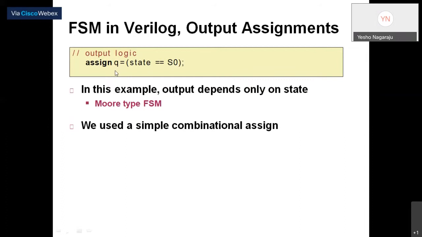Output logic is continuously listening, so it's an assign statement. An assign statement means it's combinational logic only. Now this is a little bit tricky. It's: if state is equal to S0, then assign Q equal to 1, otherwise assign Q equal to 0. That's the meaning of it. You tell me, is this a Mealy or a Moore machine? Obviously it's a Moore machine, because the output is dependent on the present state only. It's not dependent on input.